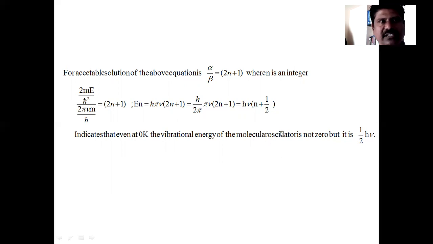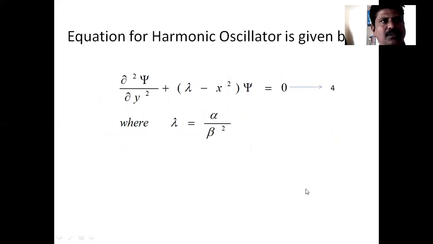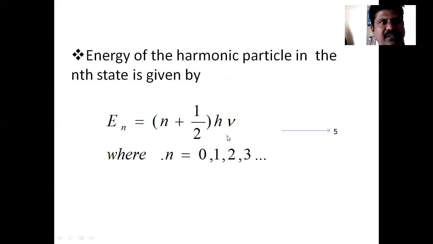But in this case, each atomic oscillator possesses a certain amount of energy even at zero temperature. So that energy we call the zero point energy. This is the equation for our harmonic oscillators, which designates the energy of the harmonic oscillator in the nth state.